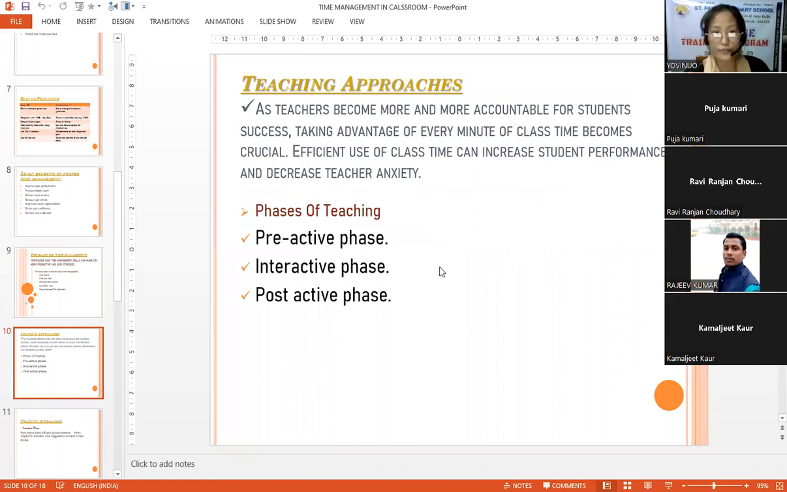Teaching approaches. As teachers become more and more accountable for student success, taking advantage of every minute of class time becomes crucial. Efficient use of class time can increase student performance and decrease teacher anxiety. There are three phases of teaching: pre-active phase, interactive phase, and post-active phase.